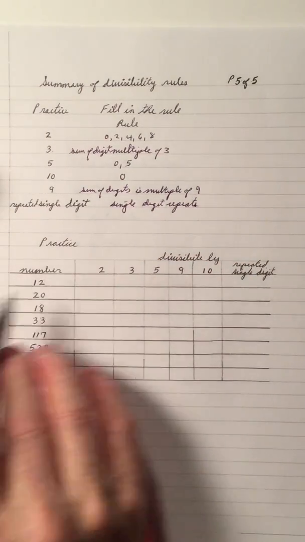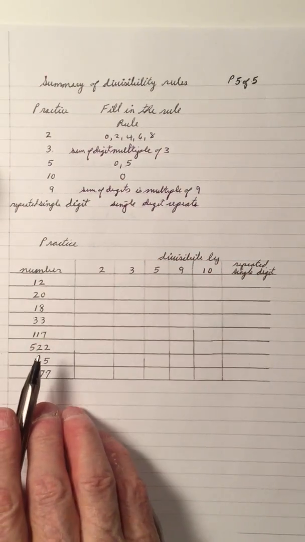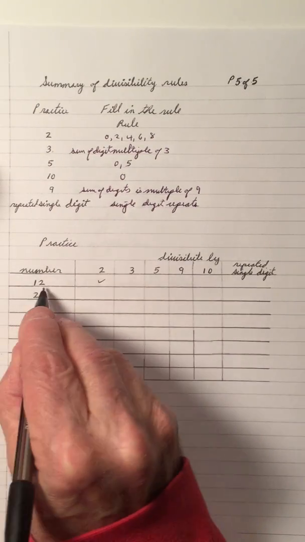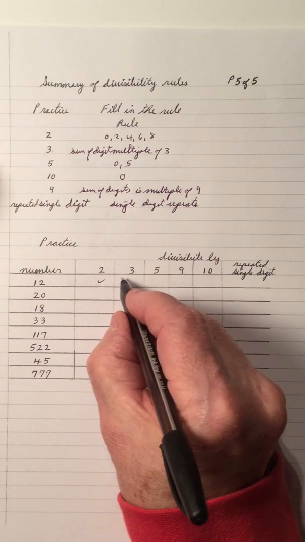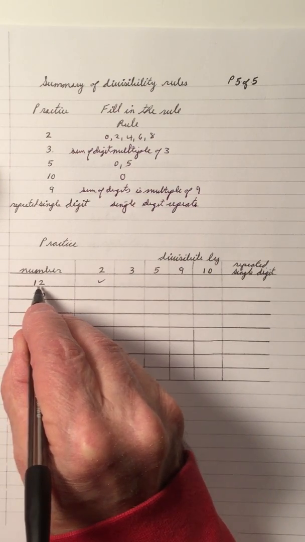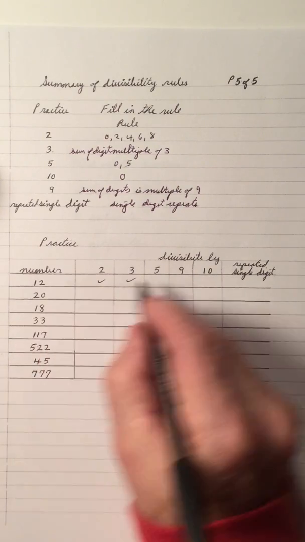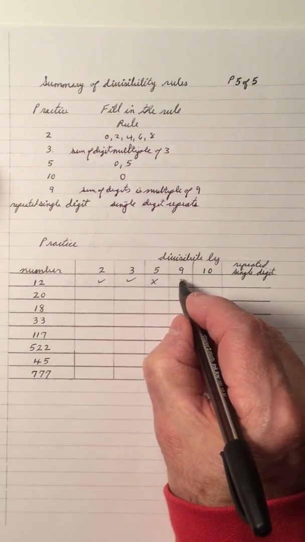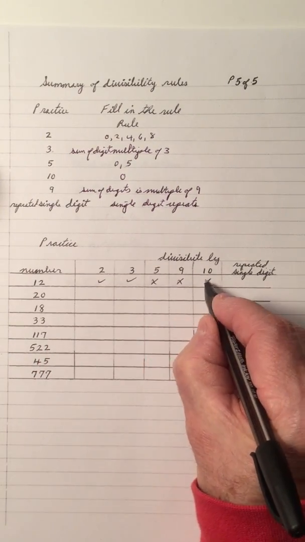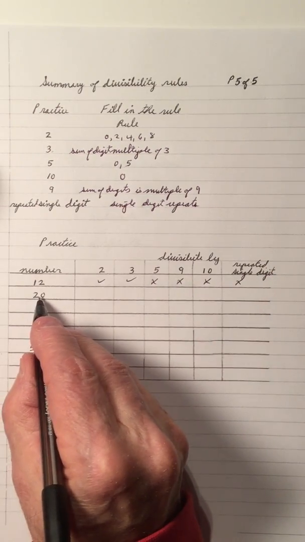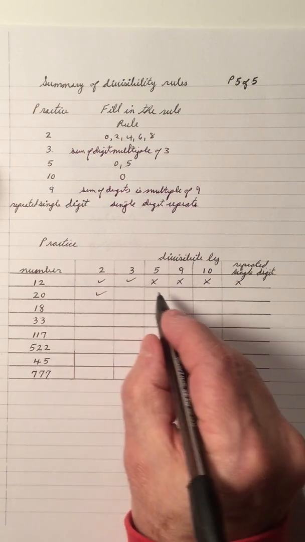So let's practice these now. Let's see. 12. Is 12 divisible by 2? Yes, because it ends in a 2. Divisible by 3? 1 plus 2 is 3. 3 is a multiple. Yes. Ends in a 0 or a 5? No. 9? No. 10? No, because it doesn't. Single digit? No.